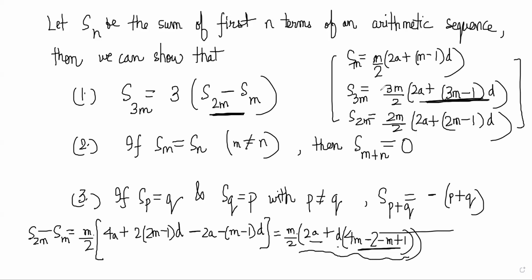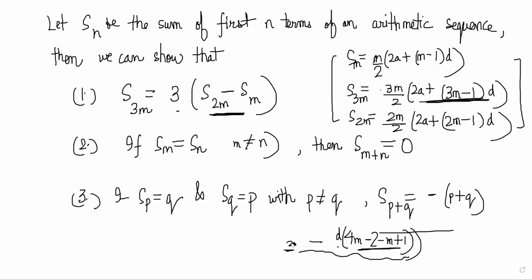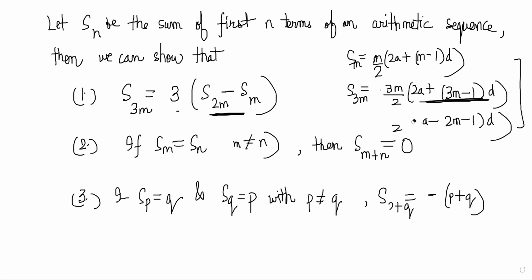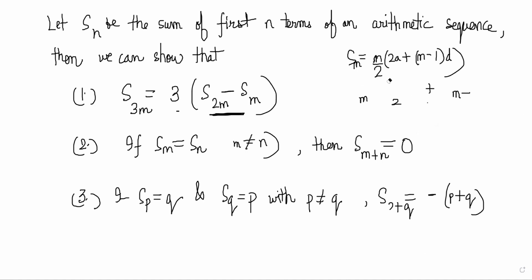The only thing is, this is 3m by 2 outside the bracket and we have m by 2 outside the bracket. So that just tells you that S3m is 3 times of this, right? Because this was S2m minus Sm. So basically, using the formulas of your summation for first n terms of an arithmetic sequence, we can prove all these three properties. And those are straightforward. It's just application of the formula. So I'll not try to show you all the proofs. You can do them yourself. But keep in mind, these three properties might turn out to be useful in the future, right?